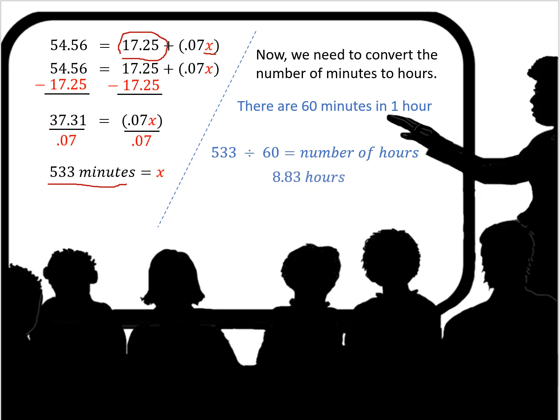Well, the question asked us to put it into hours, to the closest hour. So we need to convert the number of minutes to hours. We know that there are 60 minutes in 1 hour. So we take our minutes, divide by 60, and we get the number of hours. We end up with 8.83 hours. To the nearest hour, we're going to round up because we have an 8, so that's 5 or more. So to the nearest hour, 9 hours is our answer.